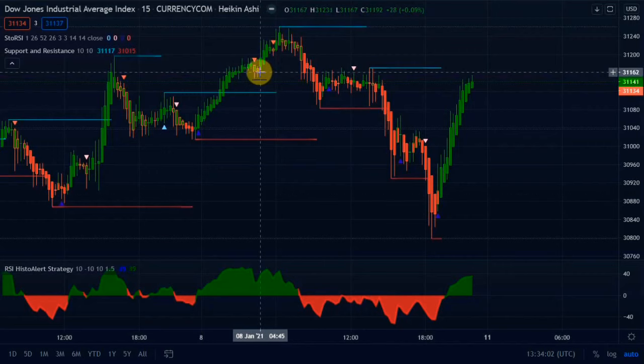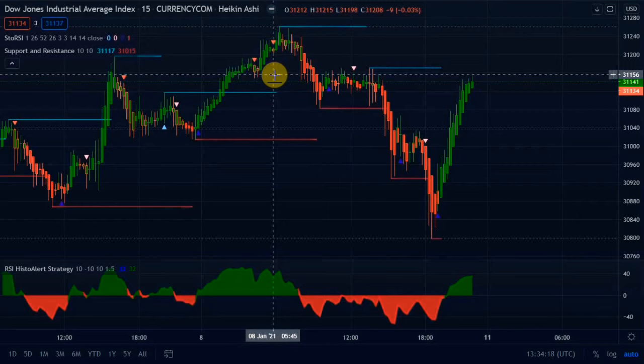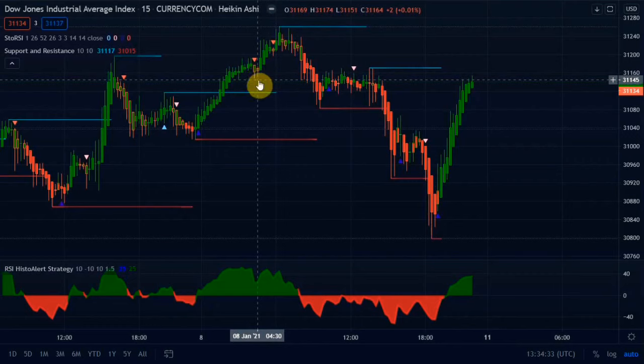So as you can see here, this is a signal. It tells us to sell, but our RSI has not turned red. So we will ignore this particular signal, and this other sell signal here as well, because your RSI has not turned red. When your RSI has turned red, that's where you will enter the sell trade. You can see it gave you a signal here, but you ignore it.